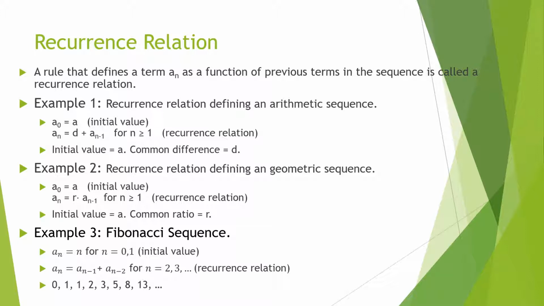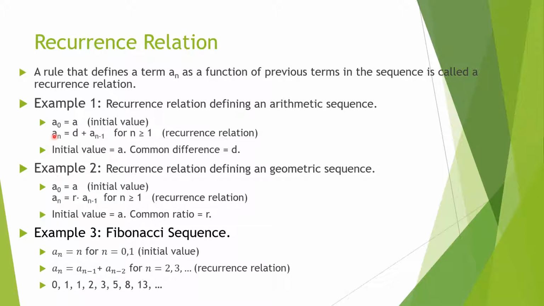So between any two consecutive terms of an arithmetic sequence, there is a relation like this, which is a sub n equals d plus a sub n minus 1. In other words, the nth element of the sequence, a sub n, is equal to the term with index n minus 1, the previous term, plus a constant value, which is d. d is called the common difference.